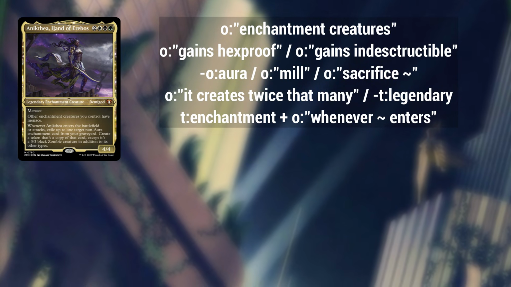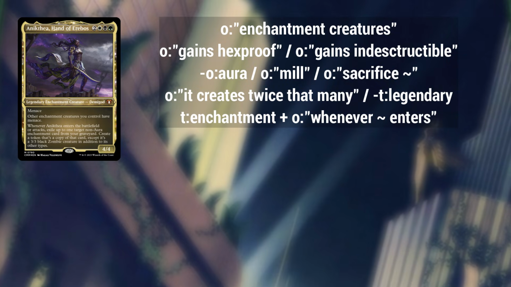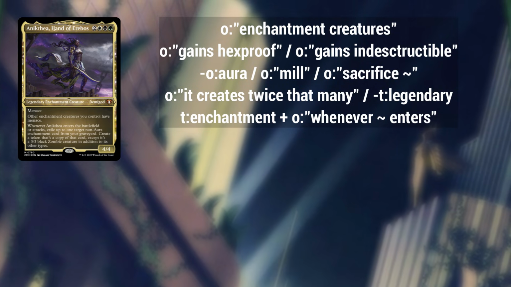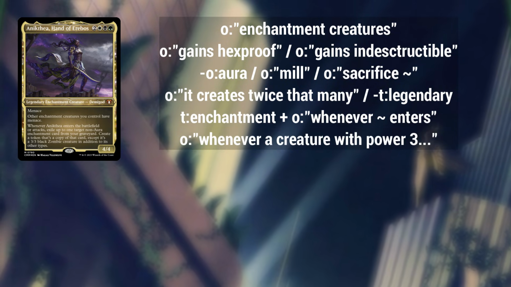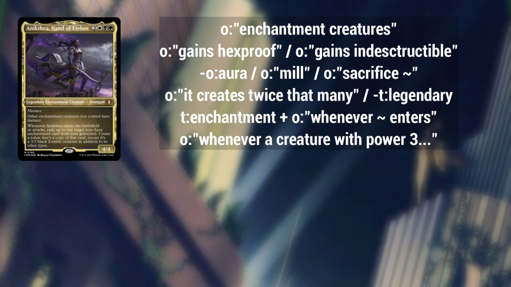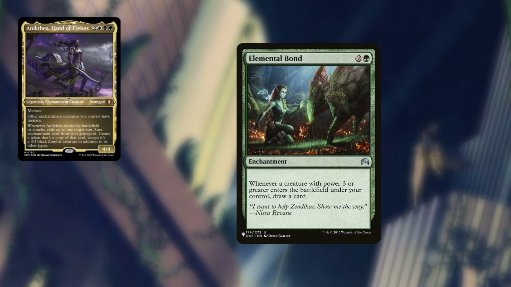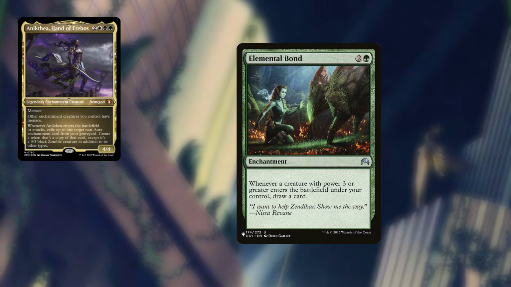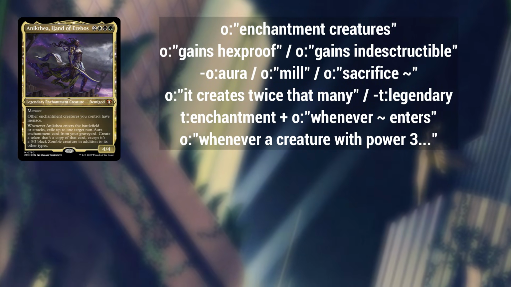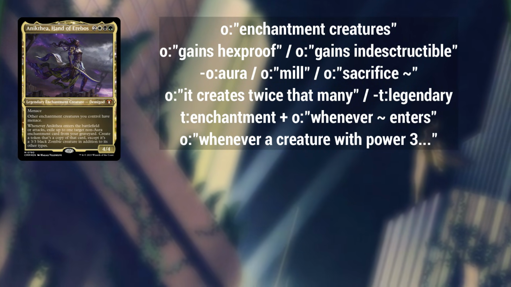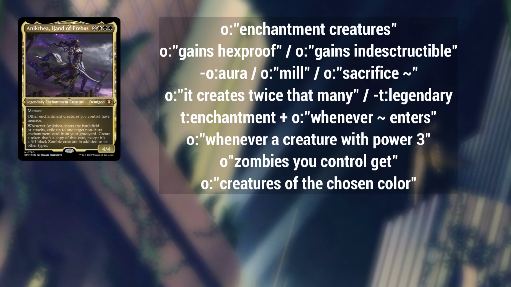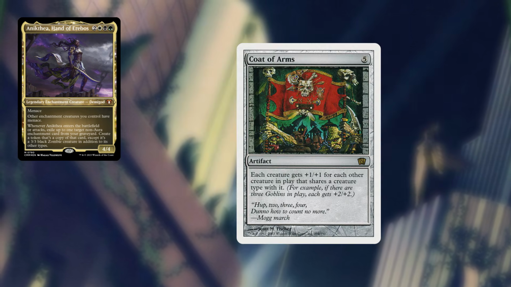Then lastly, they are 3/3 black zombie creature tokens. This means that we can have sort of synergies of any 3/3s entering the battlefield. It might not be super common, but something like an Elemental Bond is the first thing that comes to mind. This means that we can have draw when a 3/3 enters the battlefield. And the fact that they are black and the fact that they're zombies can mean other things. We can have some sort of tribal payoffs, something like a Coat of Arms or a Banner of Kinship.